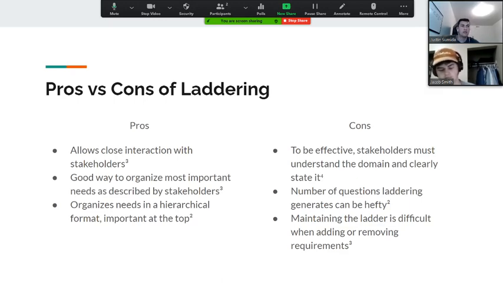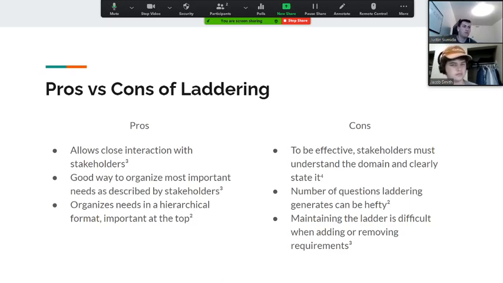Firstly, laddering allows close interaction with stakeholders. This proves to be very important in creating the best product possible. Close interaction is rewarded with good understanding of the needs of stakeholders. Additionally, laddering is a good way to organize the most important needs as described by the stakeholders. So long as the stakeholders are clearly explaining their needs, there really is no room for ambiguity in this technique. It's a very straightforward and direct way of understanding the needs of the stakeholders. And finally, laddering organizes needs in a hierarchical fashion, the most important being at the top, or the root in a tree setting. There are also a few cons as well.